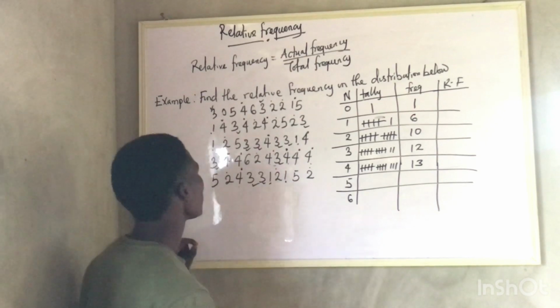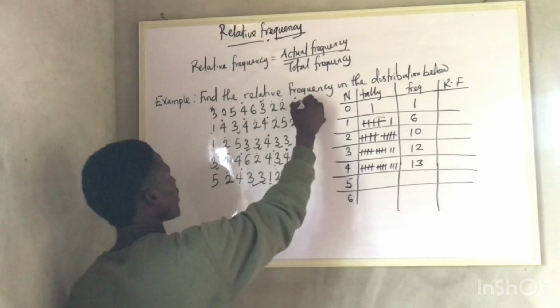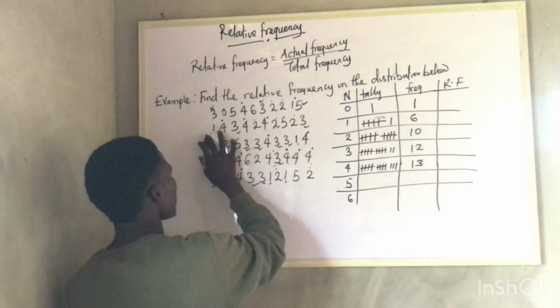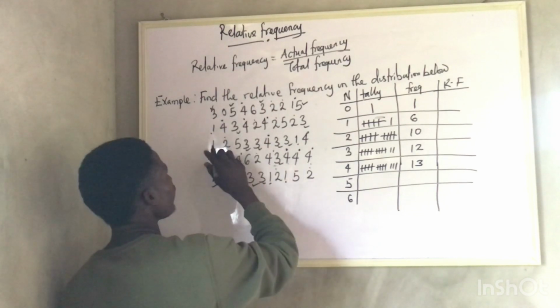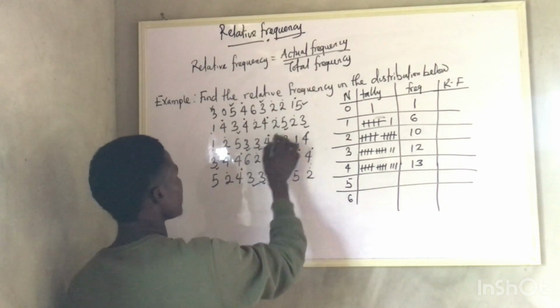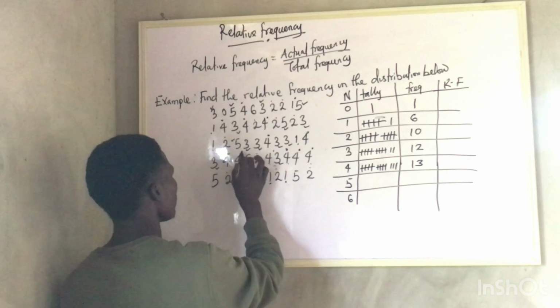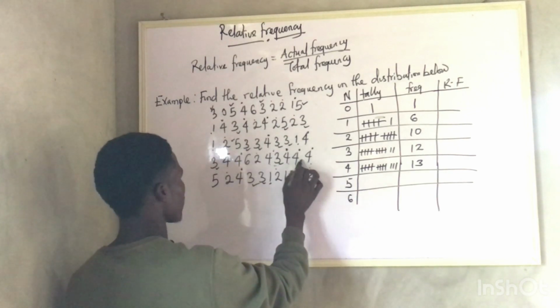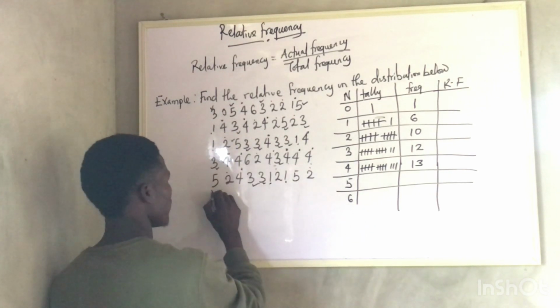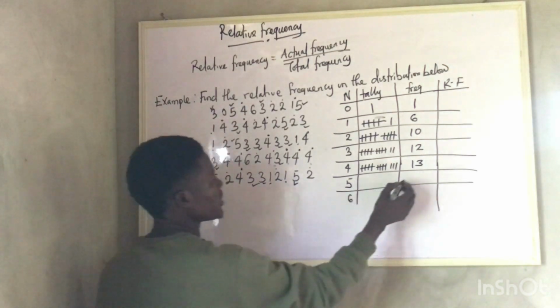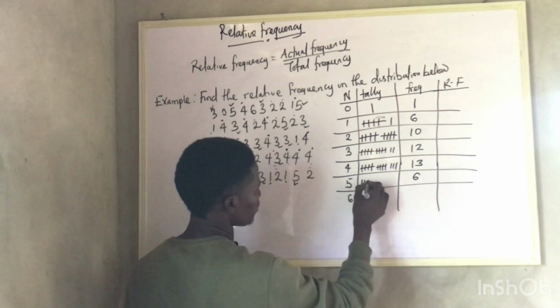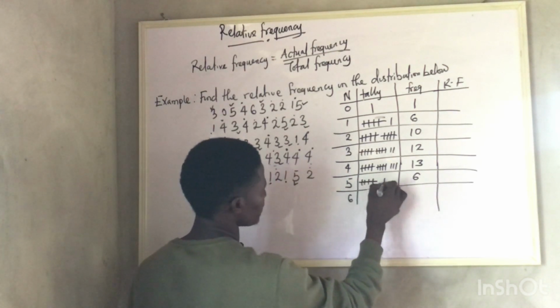Then 5 now. We have 1, we have 2, we have 3, we have 4, we have 5 and we have 6. So this is 6.